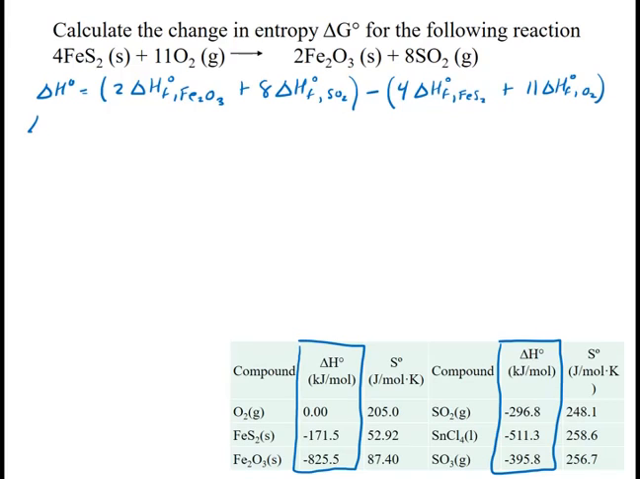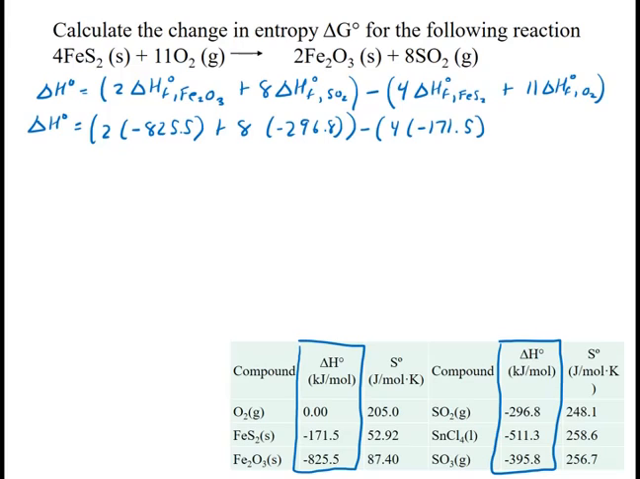Okay, so now I'm going to plug in my numbers from that table below. So it's going to be 2 times a negative 825.5, plus 8 times a negative 296.8, minus 4 times a negative 171.5, plus 11 times 0.